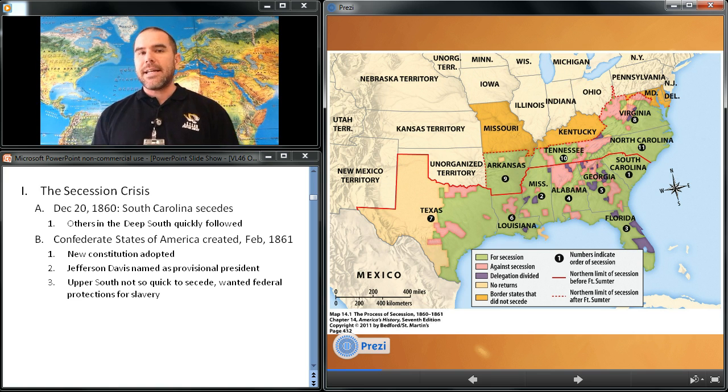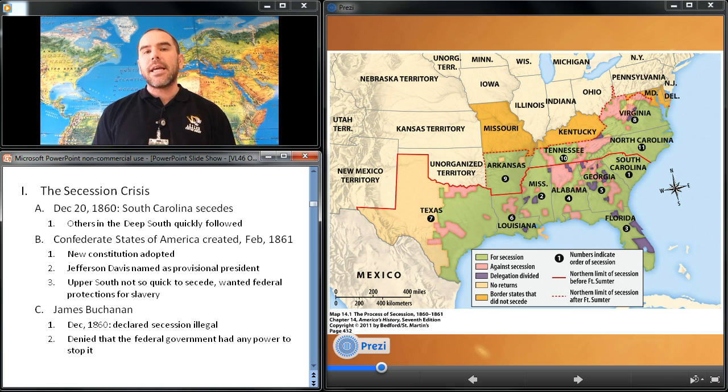In December of 1860, President James Buchanan declared secession illegal, but denied that the federal government had the authority to restore the Union by force.